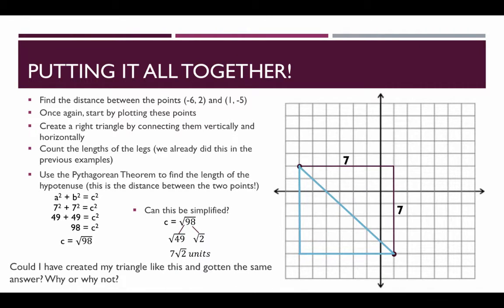Could I have created my triangle like this blue one here, and would I have gotten the same answer? Yes, I could have, and yes, I would have gotten the same answer, because my horizontal lines are both going to have the same distance, and my vertical lines are also both going to have the same distance. So my legs are going to be the same, so my hypotenuse will be the same.